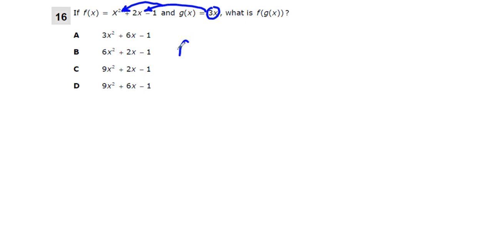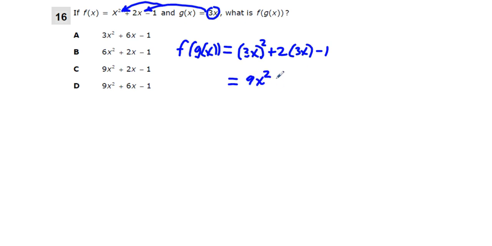So f of g of x is equal to, we're going to put 3x squared plus 2 times 3x minus 1. And so what we're going to get is 9x squared plus 6x minus 1. Where's that going to be? Looks like that's answer choice D.